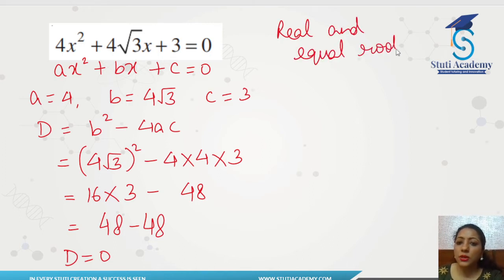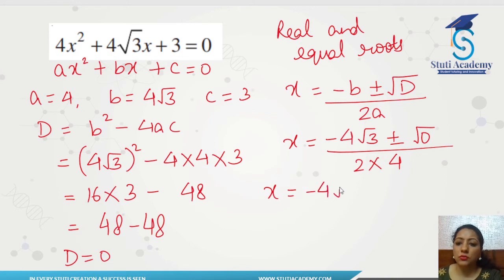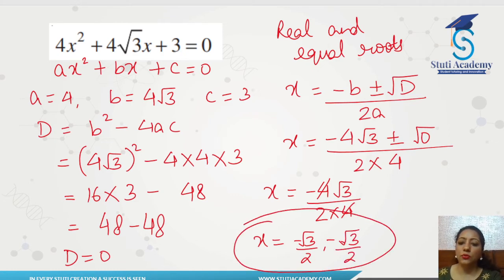Now since we have roots, we are going to solve this using the quadratic formula. Minus b plus or minus square root of d upon 2a. That is minus 4 root 3. We have the value of b as 4 root 3. Plus or minus square root of 0 upon 2a. 2a is 2 into 4. So x here is minus 4 root 3 upon 2 into 4, and then cancel out 4 and 4. So you will get x as minus root 3 upon 2, minus root 3 upon 2. So here we have real and equal roots. Have you all understood, students?